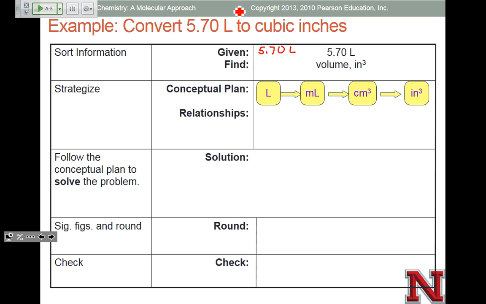So our conceptual plan, we can take our liters to milliliters, and then remember our milliliters, and we can convert that really easily to centimeters cubed, because 1 milliliter equals 1 centimeter cubed, which is a really nice conversion to have. And then our centimeters cubed can be converted to inches cubed.